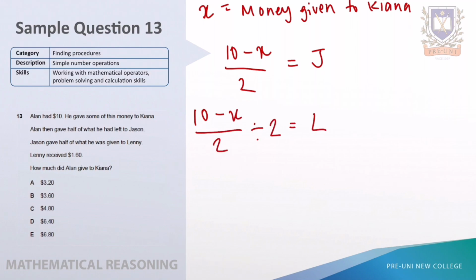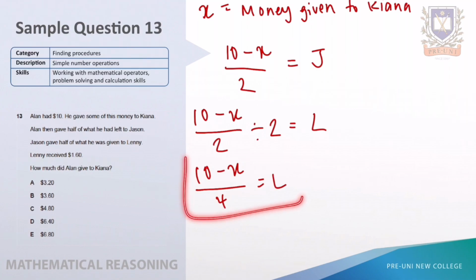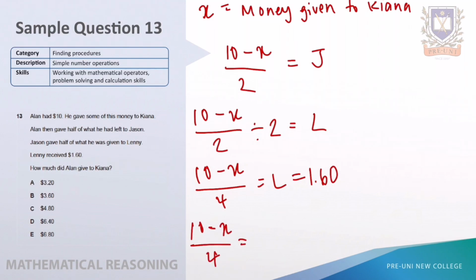So divide by 2, and that is Lenny's value. So L for Lenny, so we can simplify that. And this is what Lenny was given. And then we are lastly told that Lenny was given 160. So we can have this equation, which we can now solve easily.